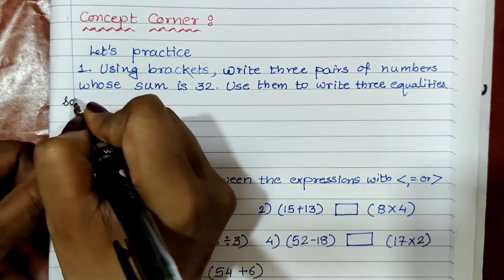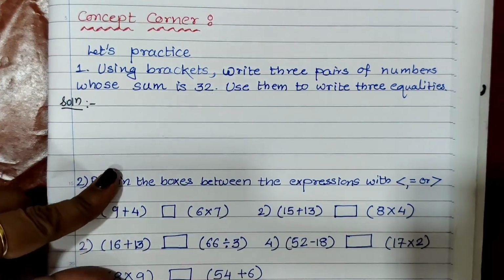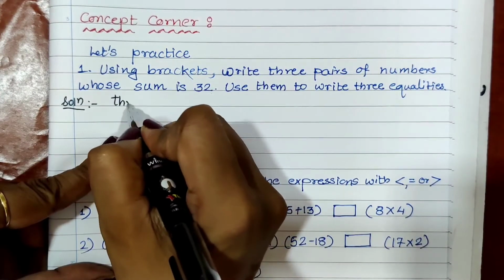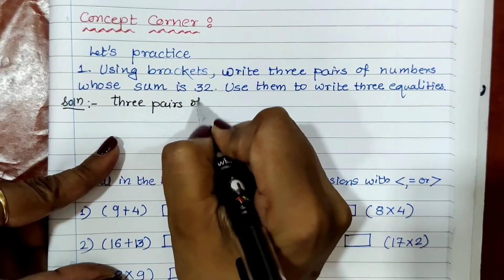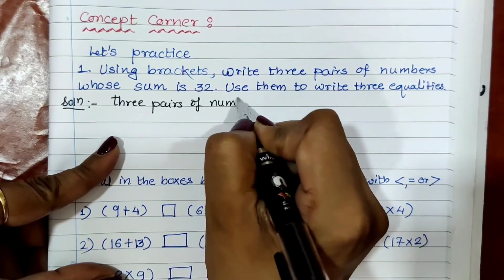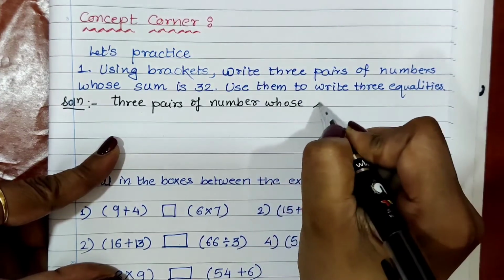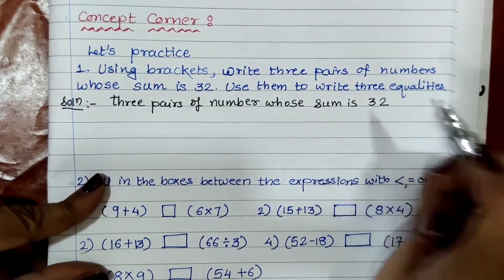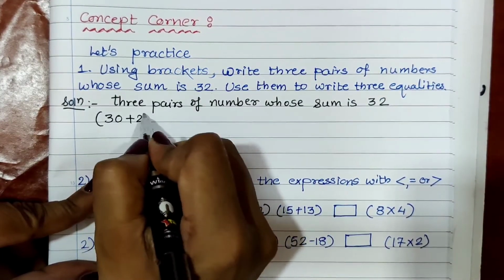So in solution, we have to write 3 pairs of numbers whose sum is 32. So you can write any 3 pairs. I can write 30 plus 2 is 32.